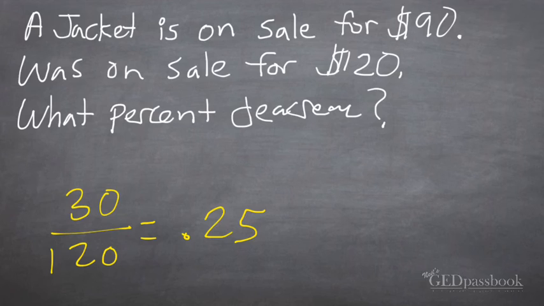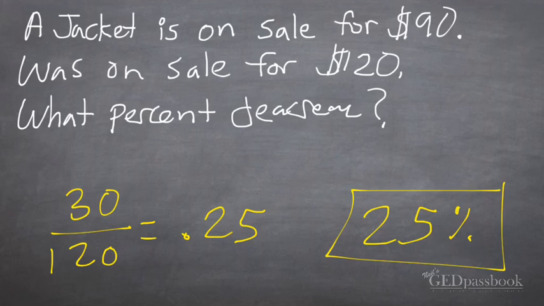Now, can somebody tell me word for word what step number 3 is? Find the percentage. Convert your decimal to a percent. You either do that by moving it 2 places or times it by 100. Whatever method you decide, you're going to get the right answer, which is 25%. It went down by 25%. How much did you save on that jacket? 25% from the original listing.